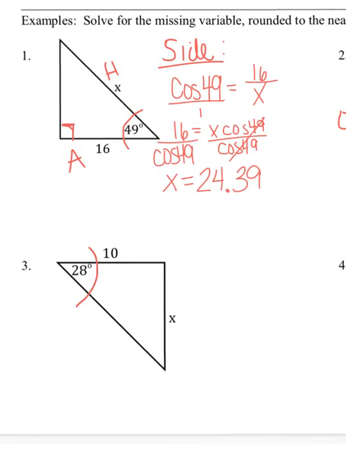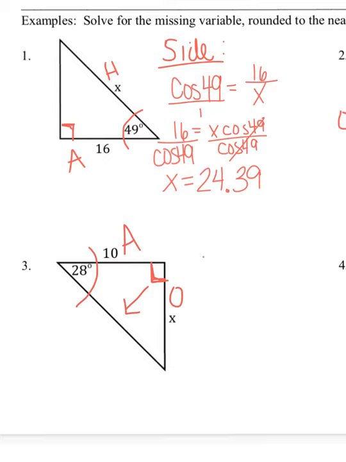I'm given this 28 degree measure. x is opposite the 28 degrees, so this is opposite, and the 10 is adjacent to it. The reason why there's no H here is because this is my right angle, and if I go opposite the right angle here, that side's not labeled. So we don't even need it, okay?